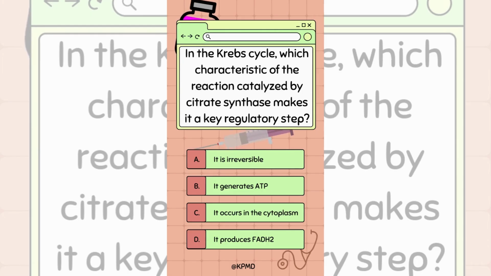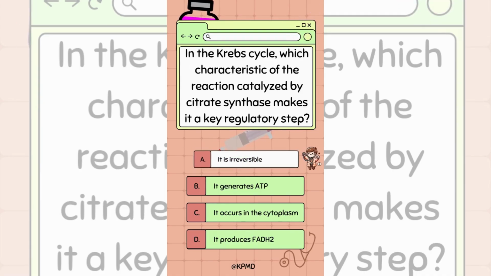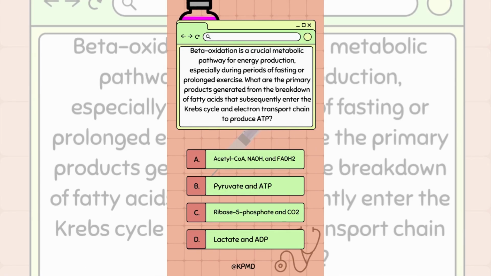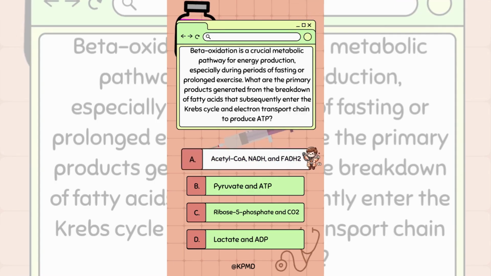In the Krebs cycle, which characteristic of the reaction catalyzed by citrate synthase makes it a key regulatory step? Correct answer is A. It is irreversible. Beta oxidation is a crucial metabolic pathway for energy production, especially during periods of fasting and prolonged exercise. What are the primary products generated from the breakdown of fatty acids that subsequently enter the Krebs cycle and electron transport chain to produce ATP? Correct answer is A. Acetyl-CoA, NADH, and FADH2.